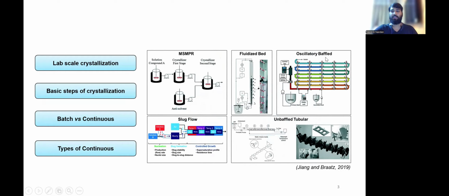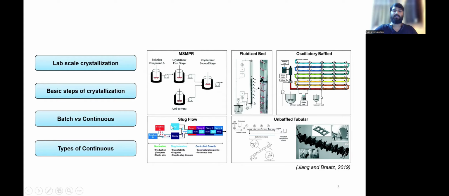The next is the oscillatory baffle. This is a long hollow tube, and at specific points the baffles are present, and because of that the crystallization takes place. Another one is the unbaffled one. This is also a long hollow tube, but no baffle is present. But the orientation of its tubing is in such a way that it provides the crystallization.